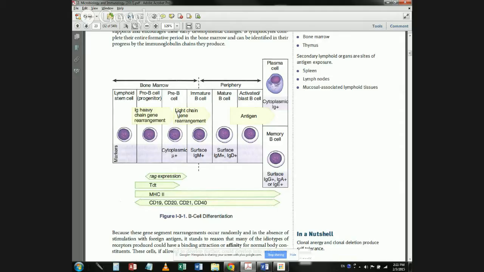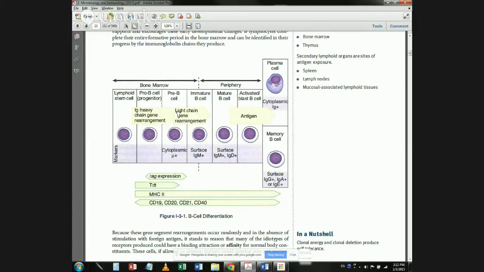the heavy chain. But at the same time, you still have the expression of RAG gene, which if it's deficient completely, you have SCID. But if it's partially active, it's called Omenn syndrome. Okay, so once the light gene has rearranged, transcribed, translated, it enters the cytoplasm, and from there it goes and is expressed right next to the heavy chain of the immunoglobulin of IgM.